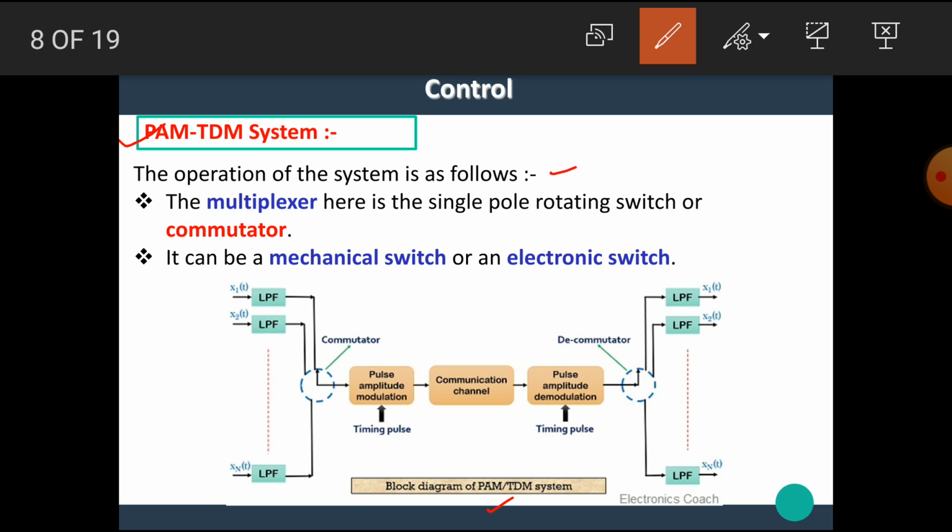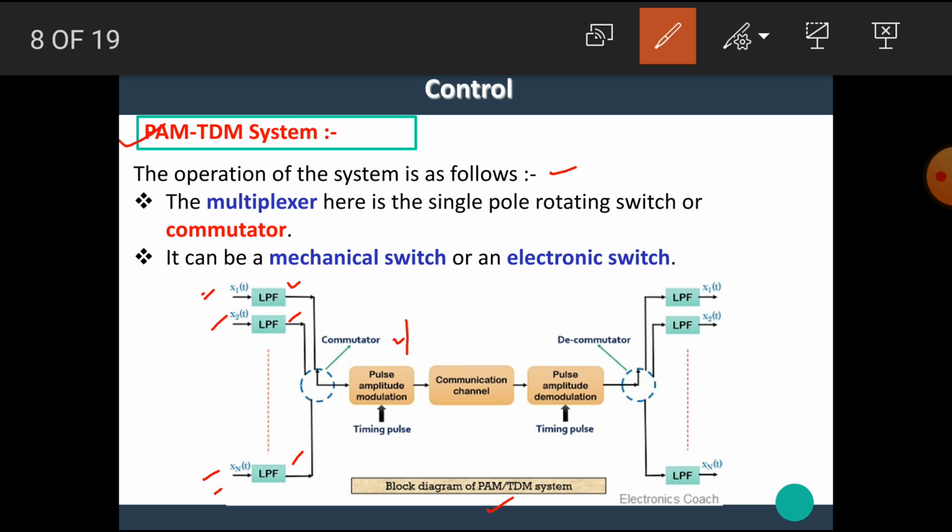In this diagram, we can see that there are n number of input signals, that means x1(t), x2(t), xn(t), and these are connected with the commutator, that means connected with the multiplexer through a low pass filter, and these low pass filters are having the center frequencies with respect to the input signals.